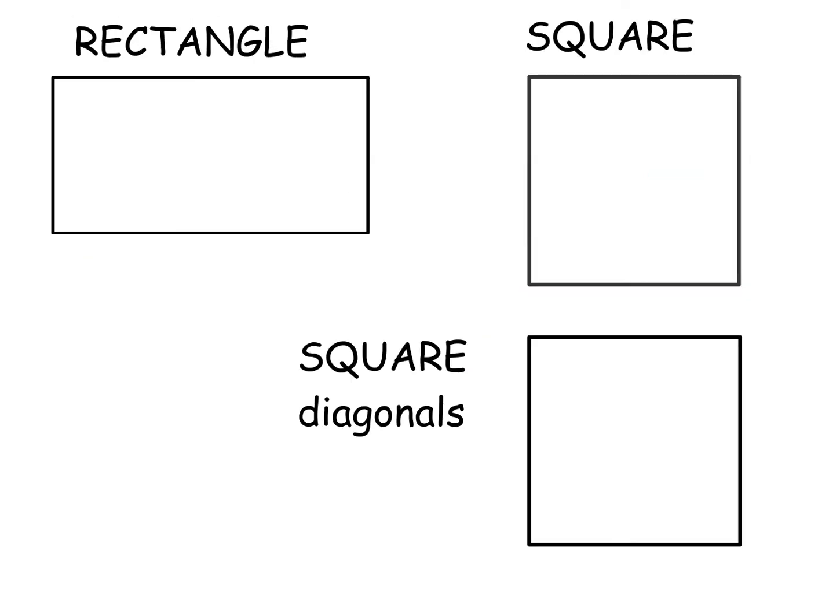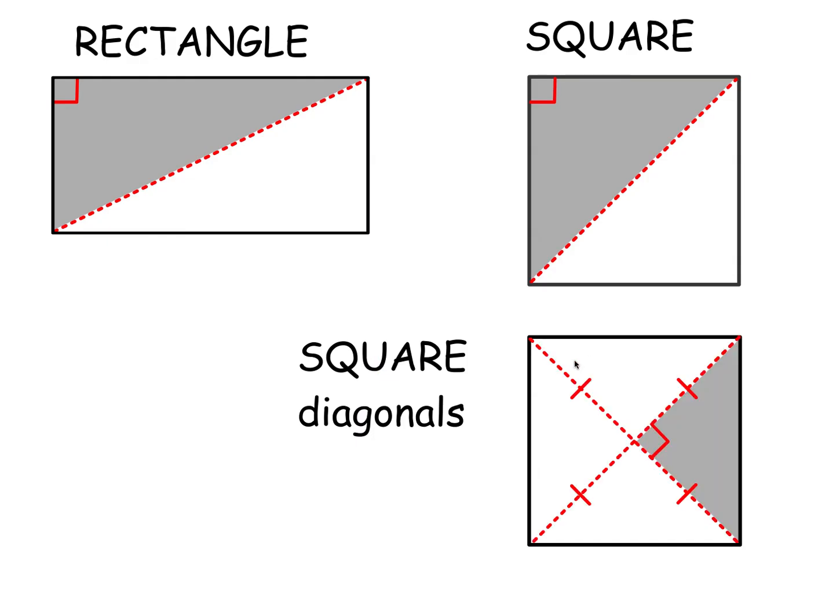Right angle triangles can appear in other shapes. A rectangle has right angles at the corners. If you draw in a diagonal, we have a right angle triangle. Pythagoras will apply. A square is also a rectangle. This triangle has two equal sides. It's a right angled isosceles triangle. If you draw in the diagonals of a square, they will halve each other at 90 degrees and we get a right angled triangle.